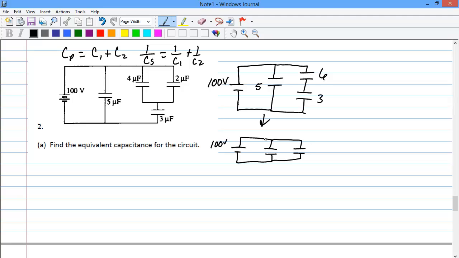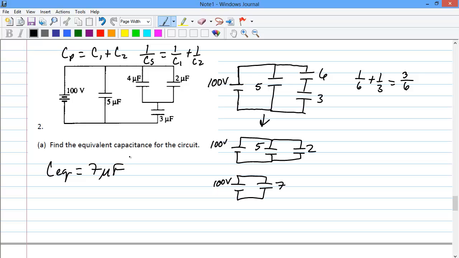So this is 100 volts, this is 5, and then 1/6 plus 1/3 is equal to 3/6. If I flip it over, that means that the capacitance of these two is 2. Now I have 2 in parallel that will just become one equivalent capacitor. And since they're in parallel, that means I just add them straight forward. So it's 7. So the equivalent capacitance is just 7 microfarad.